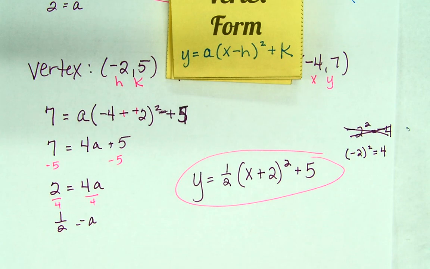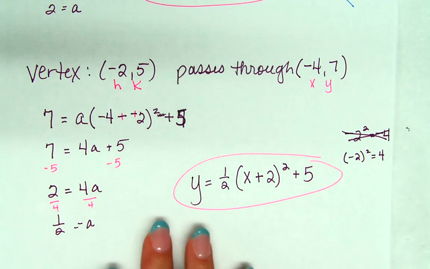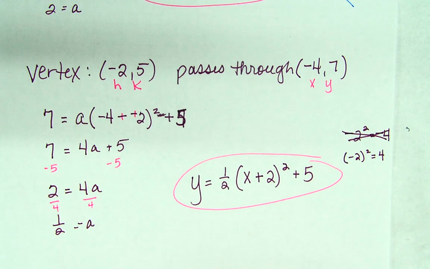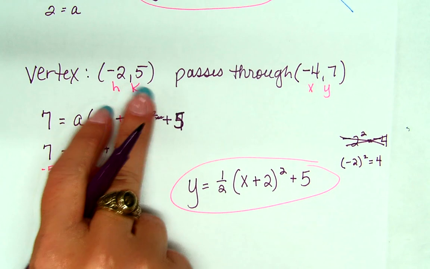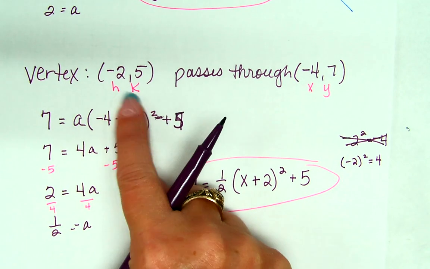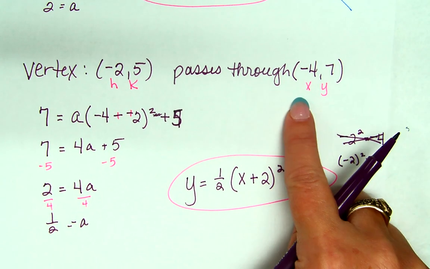I will tell you, your homework is going to try to trick you. Okay? I'll tell you that right now. And here's how it's going to try to trick you. It's going to say, this parabola passes through the point (-4, 7) and has a vertex of (-2, 5). How would that trick you? It switches the order, right? When you label them, make sure you're labeling the vertex h, k and make sure you're labeling the point it passes through as x and y.